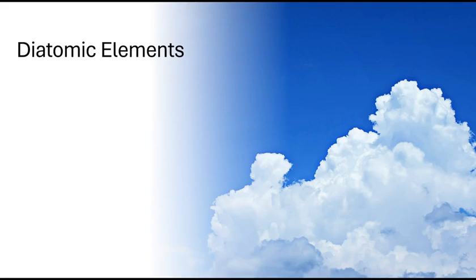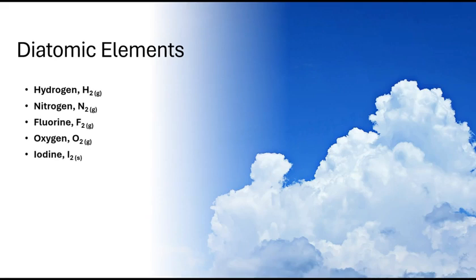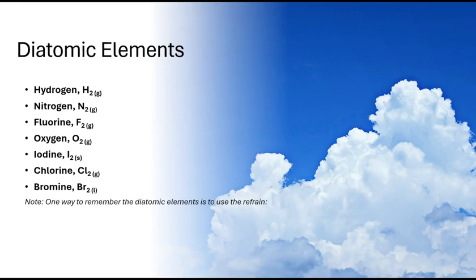The diatomic elements: hydrogen, nitrogen, fluorine, oxygen, iodine, chlorine, bromine. And one way to remember that these elements in nature exist as diatomics is to remember the refrain: have no fear of ice-cold beer. Whenever you read the word hydrogen, you write it as H2 in the gas state, unless you are told otherwise. What's otherwise? You are told it's the atom. Atoms are monoatomic, while the diatomics are molecules.